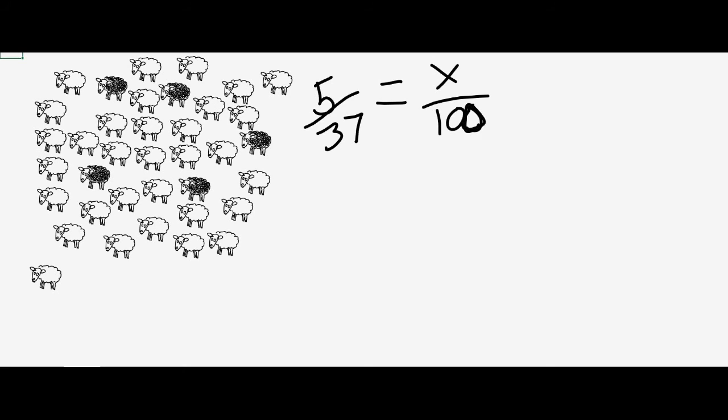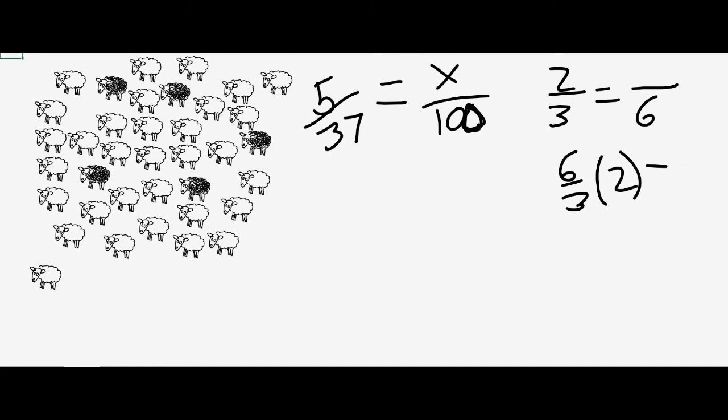As I talked about in other videos, when you have equivalent fractions but kind of weird denominators, if you have 2/3 and you want to know how many sixths, you take your 6 divided by 3 and you multiply by 2. So instead of doing that here, I'm going to take my 100 divided by 37 and multiply by 5.